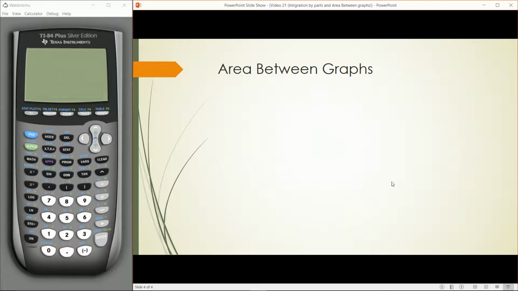Now let's talk about the area between graphs. So when we say area between graphs, we're not necessarily talking about whether the area is positive or negative, because we're just talking area, which is assumed to always be positive. So if graphs cross over each other, then we might not be dealing with what we want to.